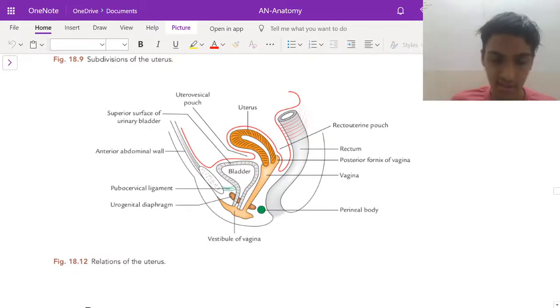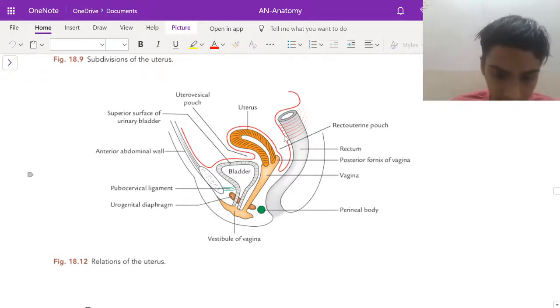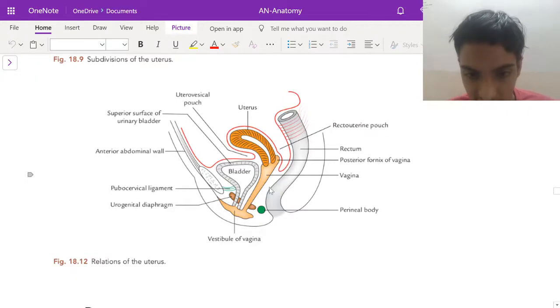Now the relations. This is the rectouterine pouch of Douglas. That's the main thing to mention. This is the uterus, the vagina, the vestibule, and this is the peritoneum that becomes the rectouterine pouch of Douglas, the rectum here, with the pelvic mesocolon. And here is the bladder with the urogenital diaphragm, the perineal body. Here the fascia of Denonvilliers will come. And this is the pubocervical ligament. In the prostate gland, the puboprostatic ligament. Please remember that point. This is the anterior abdominal wall.